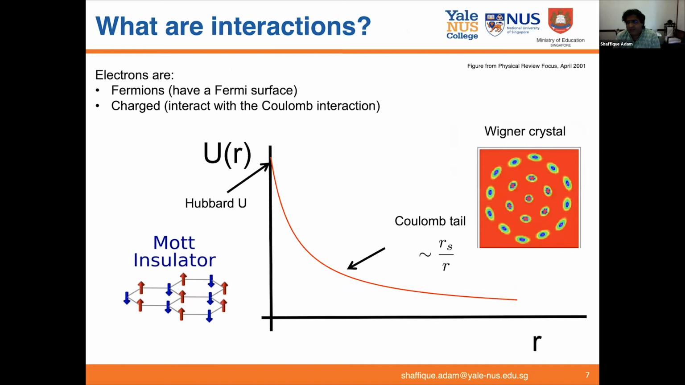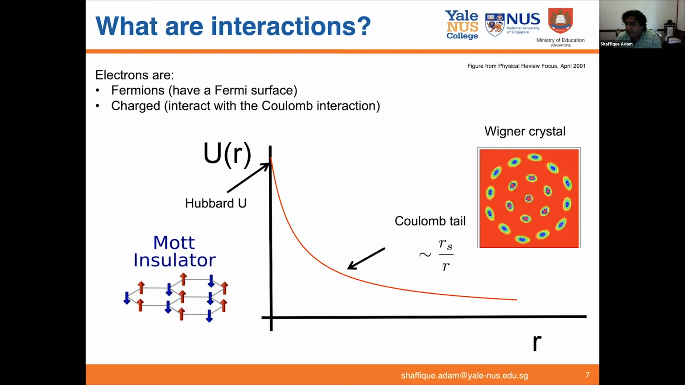So now let's talk about interactions. What are interactions? Electrons are charged objects and they interact with the Coulomb interaction. When electrons are very far from each other, they have a 1/r Coulomb tail. This Coulomb tail is known, if it becomes very strong, to give you Wigner crystallization, which means the electrons spontaneously break translational symmetry and form a crystal due to the Coulomb interactions. The electrons want to be as far away from each other as possible. However, on a very short scale, the Coulomb interaction gets cut off by the lattice scale physics, and that's called a Hubbard U term.